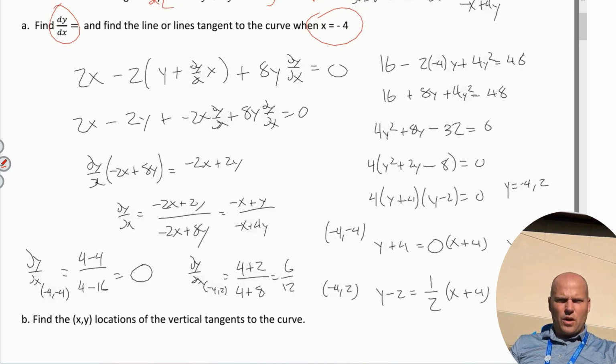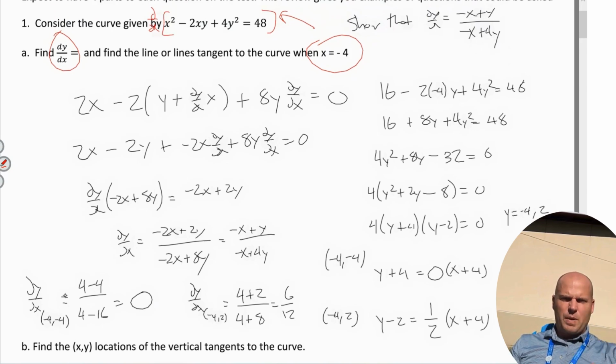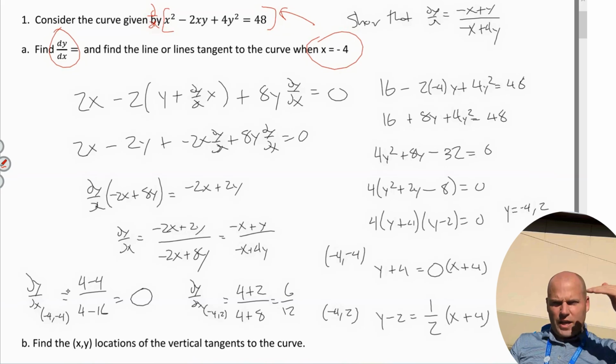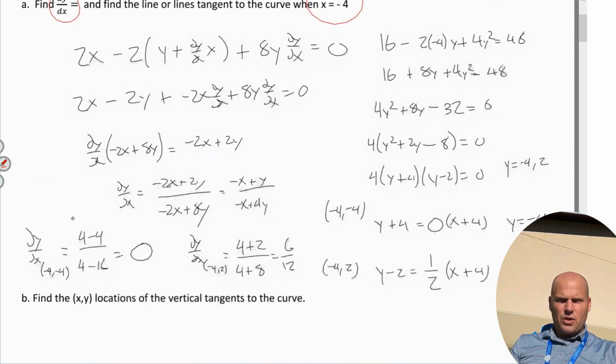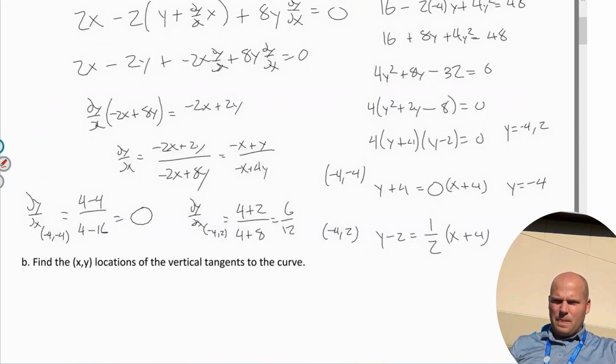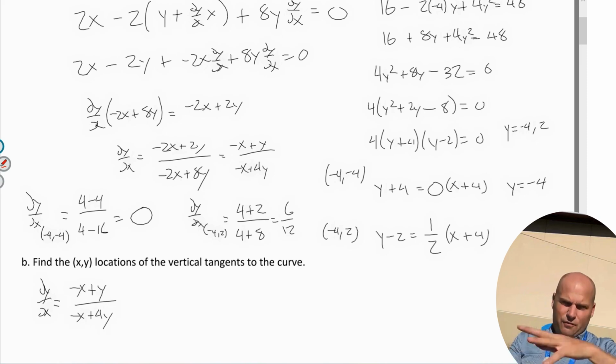Very important for free response questions is to not forget about the previous parts. So don't forget about your dy dx. You're going to use it over and over and over again. So keep it handy. When we flip to the next page, don't forget to flip back to the previous page.